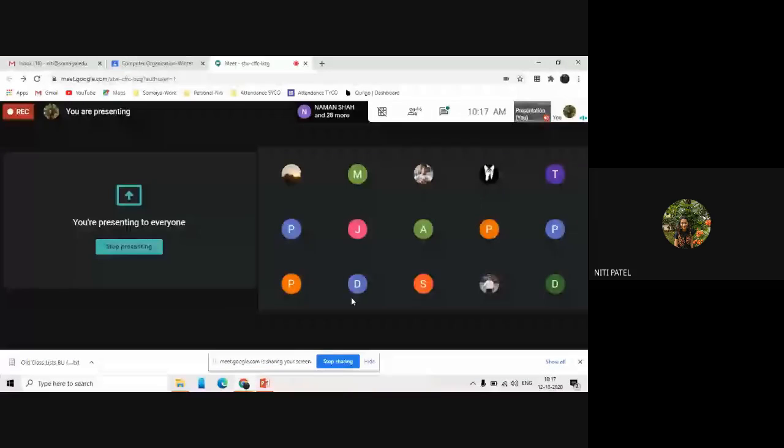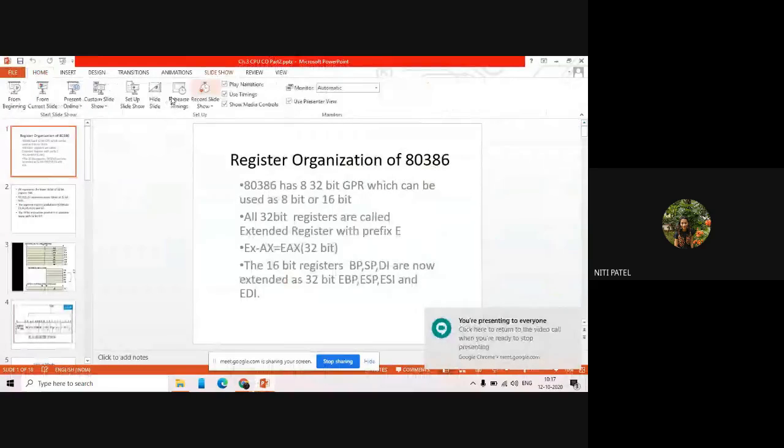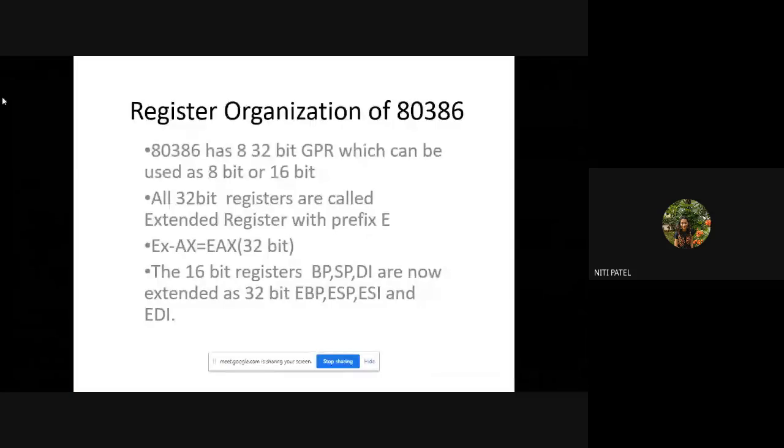Today we'll be doing the next part of the CPU architecture, which is the register organization of 80386. So we had seen the register organization of 8086. General purpose registers, index register, stack pointer, segment registers, code segment, extra segment, flags register, everything was covered. That is both the user visible and the control and status registers. Similarly, we have registers also for 80386, so we'll be doing the registers for 80386 today.